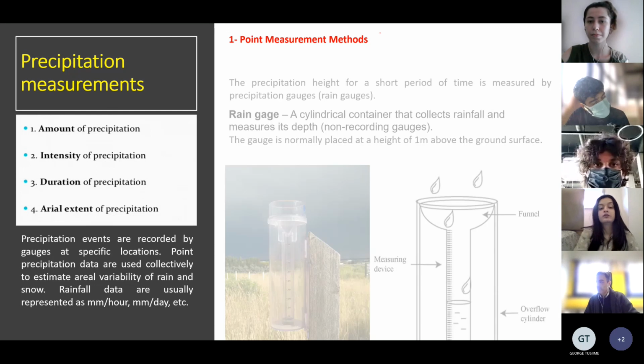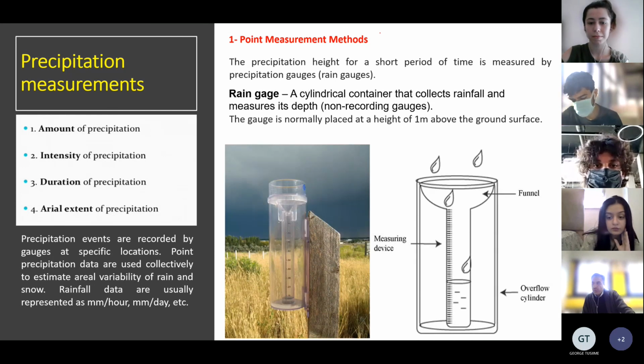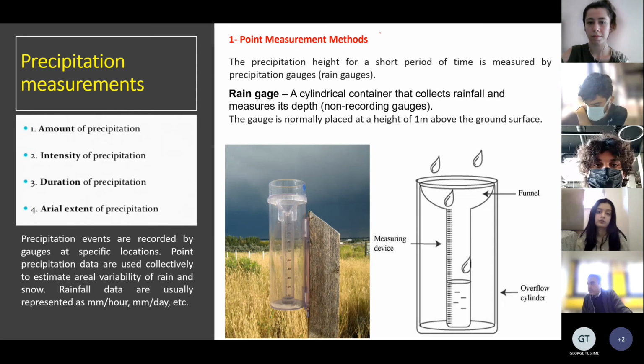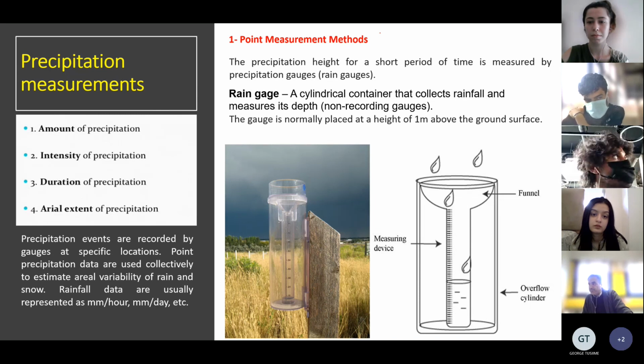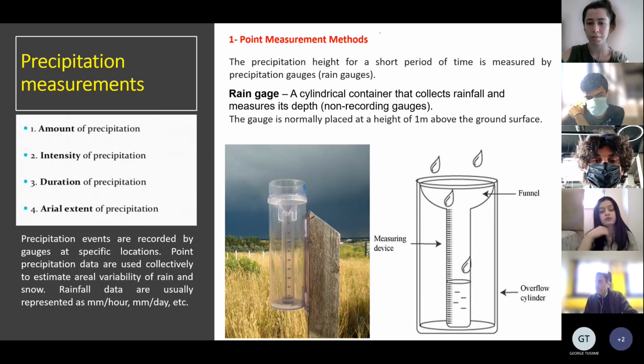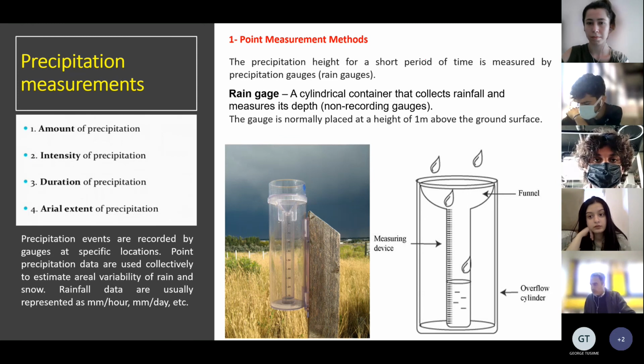To measure at a point, we commonly use rain gauges. The precipitation height for a short period of time is measured by a precipitation gauge or rain gauge. This is a classic rain gauge that you see in this figure: a cylindrical container that collects rainfall and measures its depth. It is a non-recording gauge. The gauge is normally placed at a height of 1 meter above the ground surface. Simply, this is our gauge. It is graded.